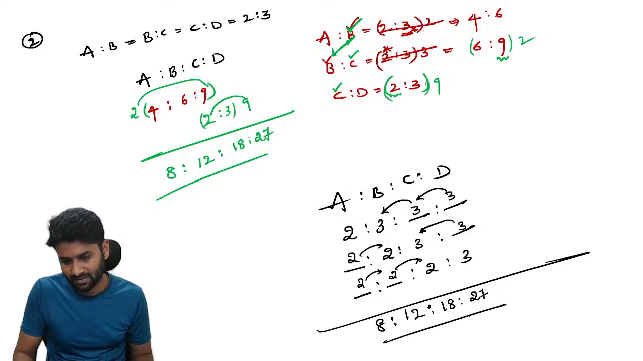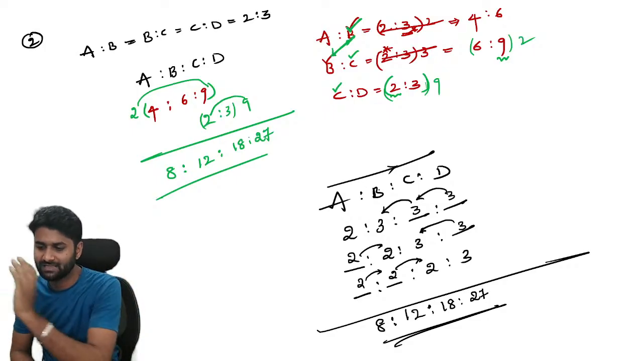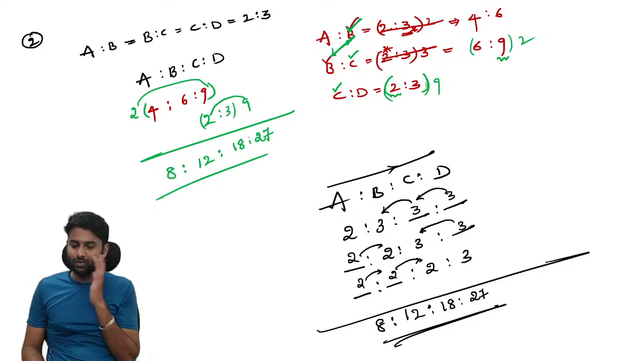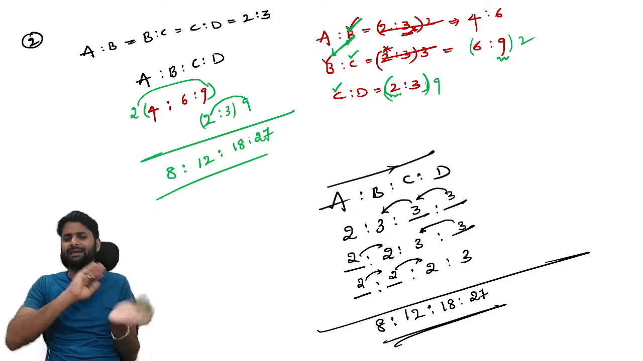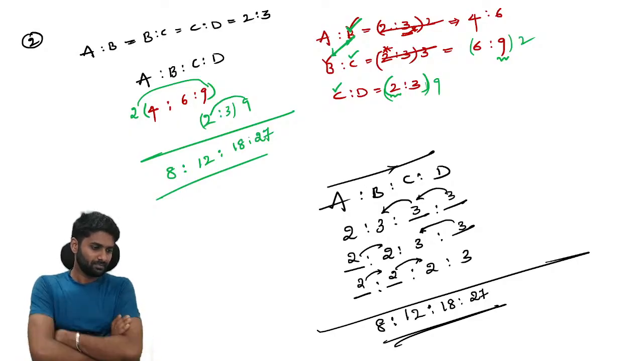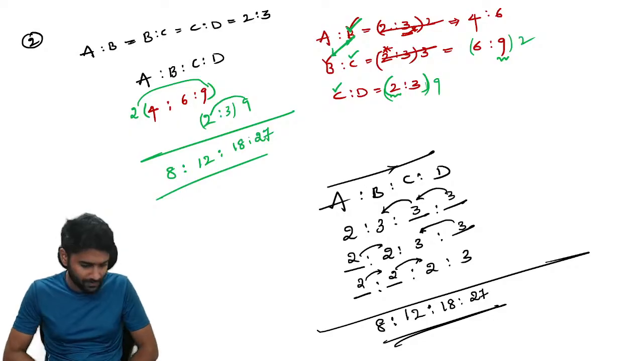Now you should follow the same order A, B, C, D. That is the order you have to follow. Sometimes if the question is given as C is to B, then write it as B is to C. So is it clear? Are you clear about these mixed ratios?